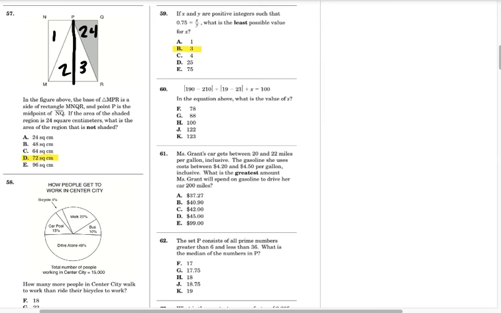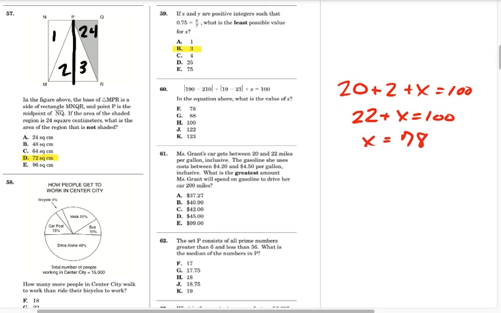Okay. All right, our final problem, number 60. We've got some absolute values here. So, 190 minus 210 is negative 20. That becomes a positive 20. 19 minus 21 is negative 2, becomes a positive 2. And then we have an x equals 100. We just solve 22 plus x equals 100. Subtract 22 from each side, and you get 78. And good, that is answer F.